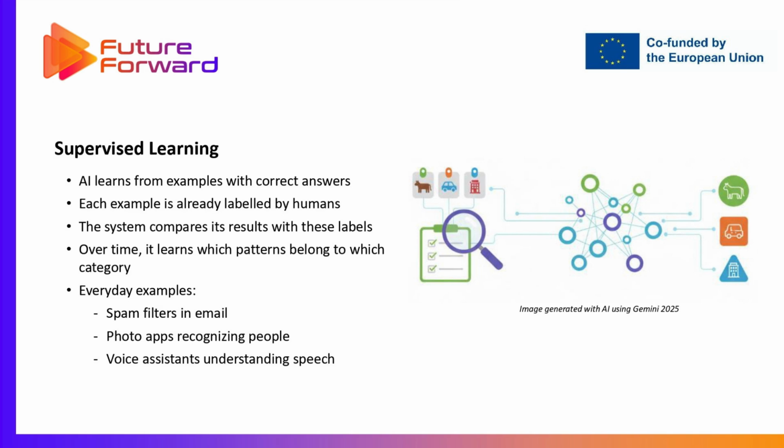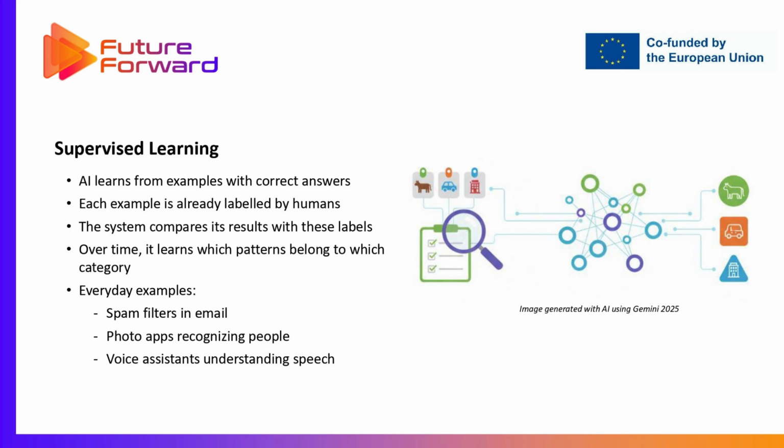One of the most common ways AI learns is called supervised learning. In this approach, the system is trained using examples that already include the correct answer. For instance, if an AI needs to recognize cats in photos, it is shown thousands of images labeled cat or not cat. By comparing these labeled examples, the system learns which patterns belong to each category.